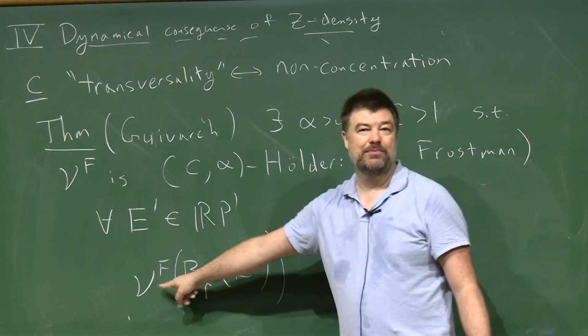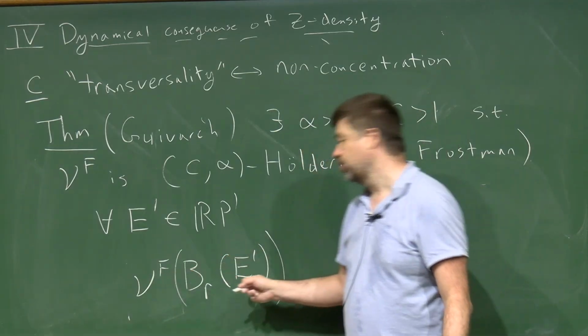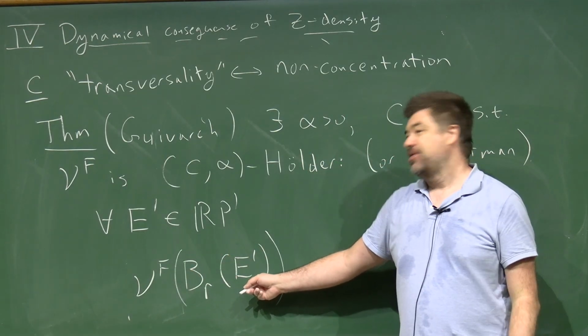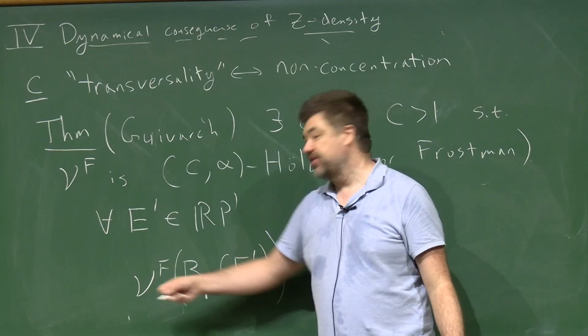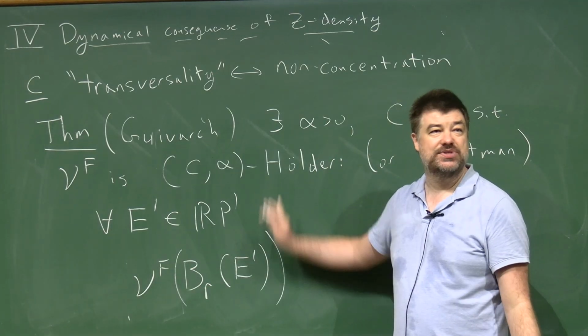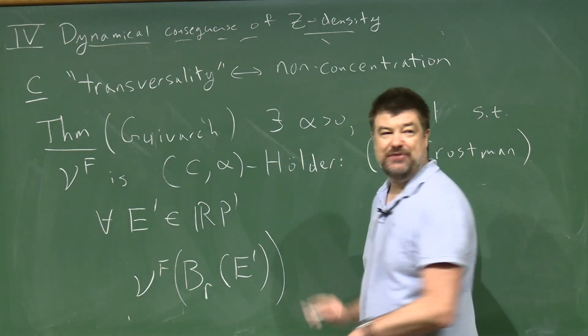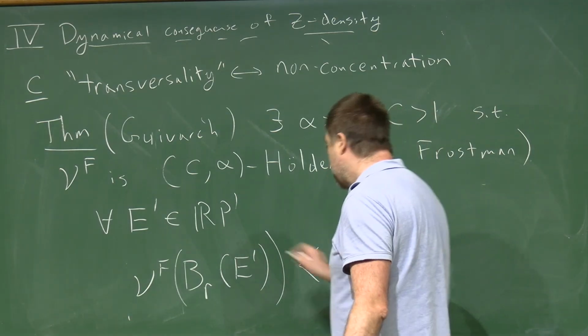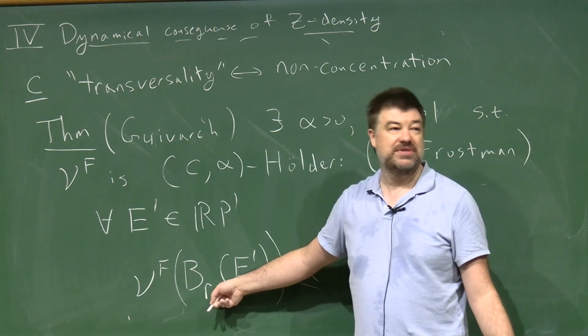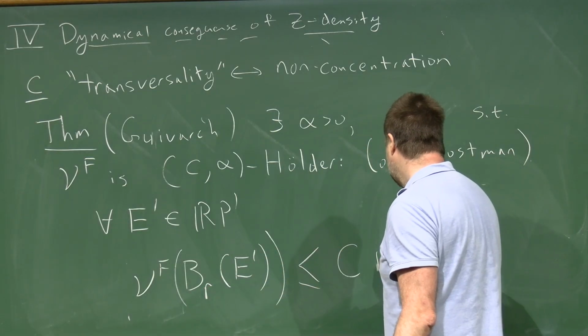So if this was an atom, this thing wouldn't change. If this was an atom supported at E prime, it wouldn't change. Or if it had multiple atoms and one of the atoms gave positive mass to E prime, we would see no decay. So we want to definitely have no atoms. What we want is that this thing decays, and it decays in R. So it's less than C, R to the alpha.